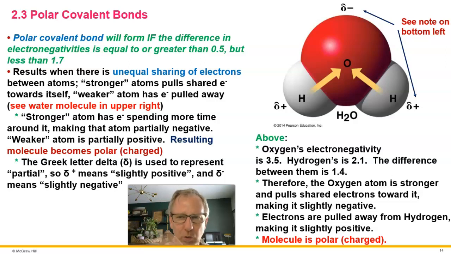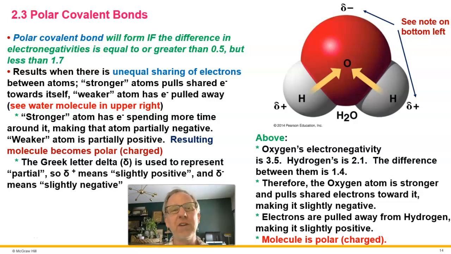Now, you see that little weird notation next to the hydrogens and the oxygen? That's called a Greek letter delta, lowercase delta. It's used in science to represent a little bit or partial. So in chemistry, we use that delta symbol to mean a little bit positive or a little bit negative. So you'd actually see that written next to the atoms in the molecule.